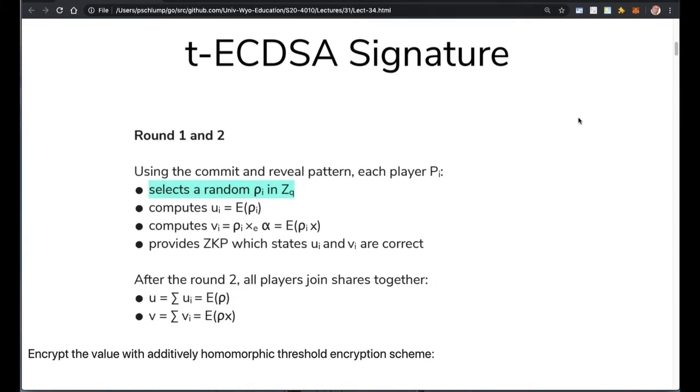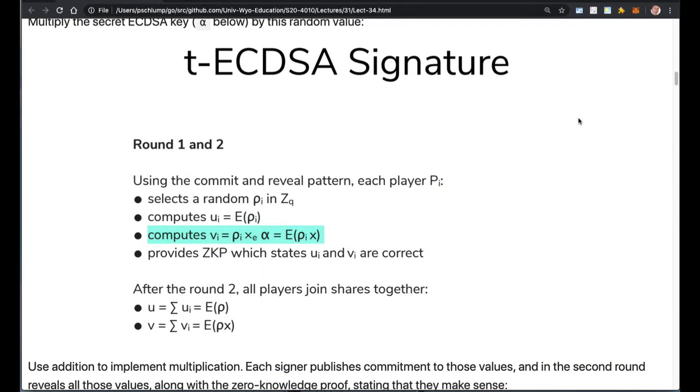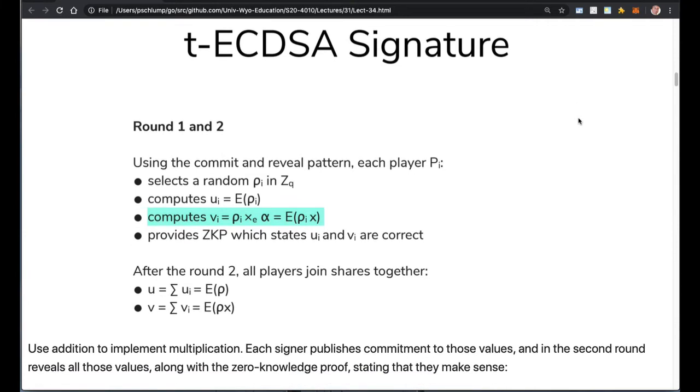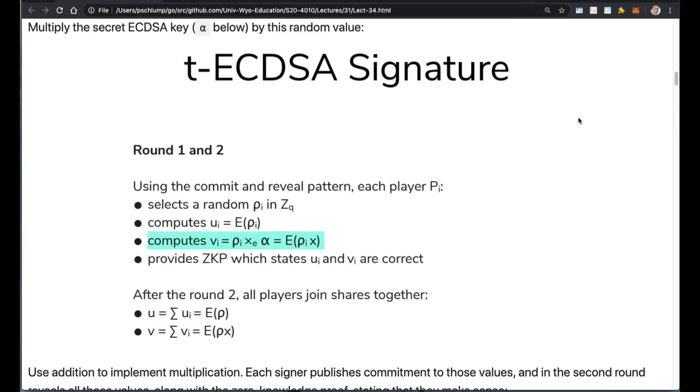So, the signature. We select this random value. In fact, the way we go about selecting the random p-value is we select a random p-value on each node. So we have p sub i for each node that's selecting the random value. Then we compute this u sub i value, which is the encrypted p-value. That's fairly straightforward, since we're just going to take the values that we have from the previous round, the threshold ECDSA, and encrypt it. Once we have that, we can compute this v sub i value, which we multiply out to get this new value. And each one of the nodes has to have their own v sub i value.